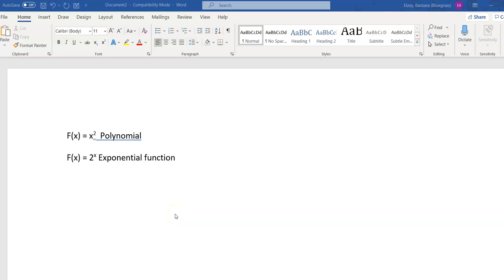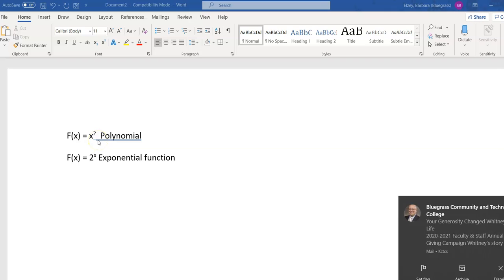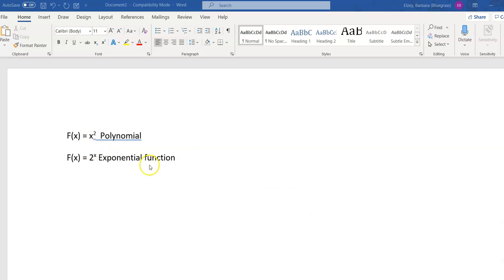So we are going to look at exponential functions. Now we've looked at polynomials already, things that look like x squared. Now we're going to look at things like 2 to the x. Let's notice how an exponential function is different from a polynomial. Notice that the variable is the exponent.